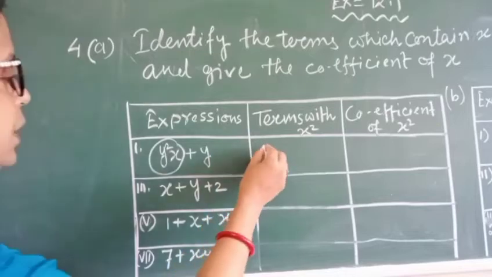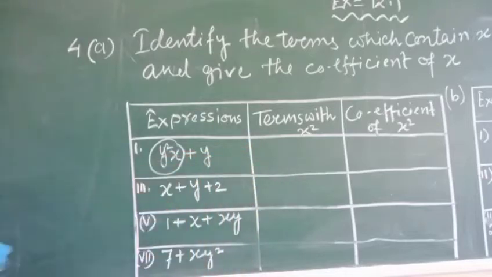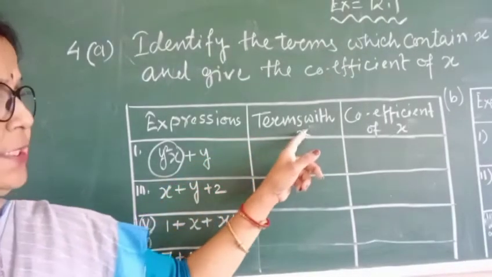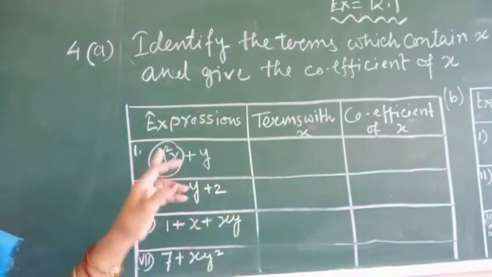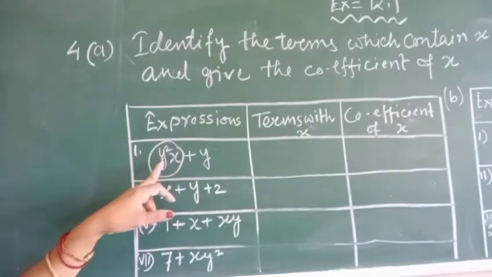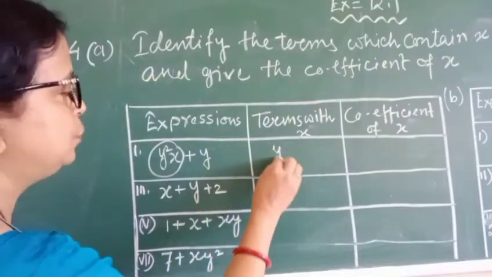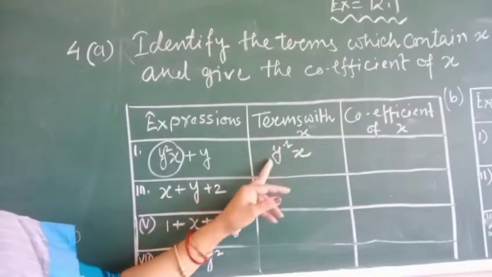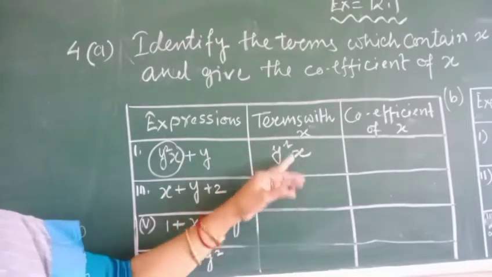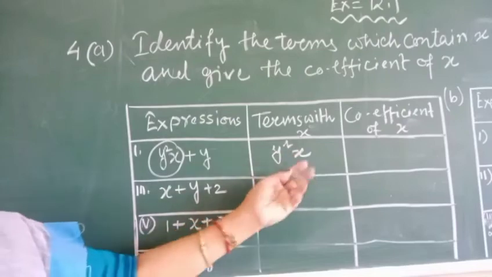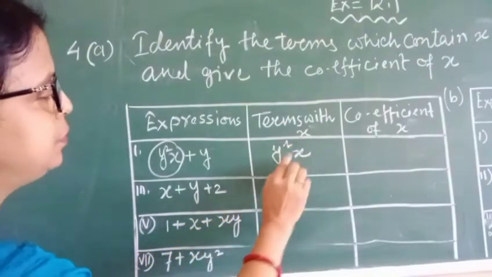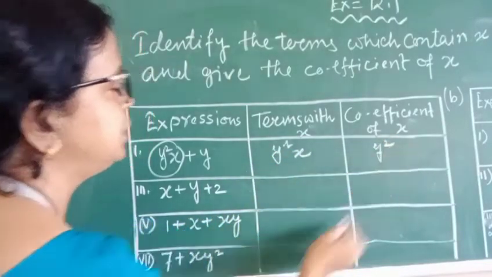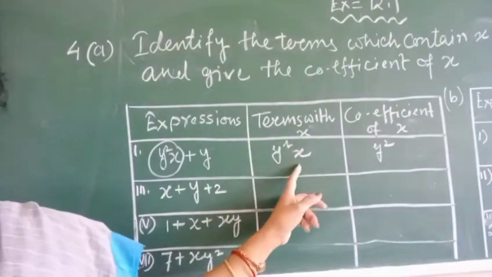So the terms containing x and the coefficient of x, not x square. So y square x is the term containing x. Now whichever number or variable remains, except x, is the coefficient of x, and you can write it here. So y square is the coefficient of x here.